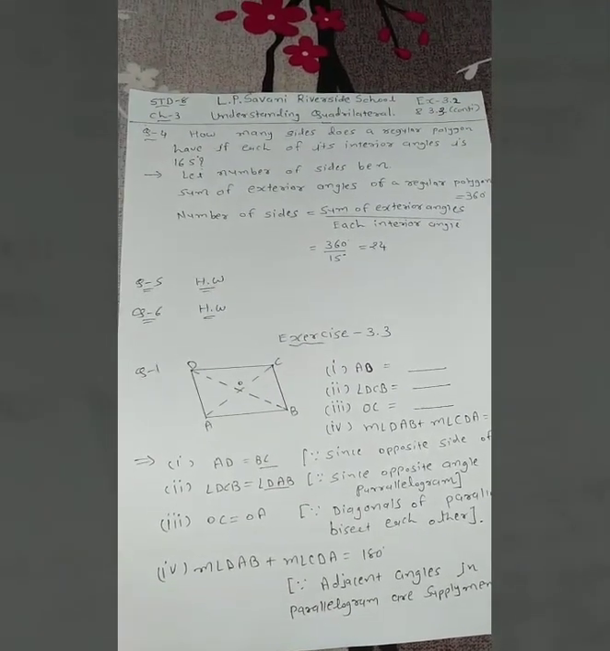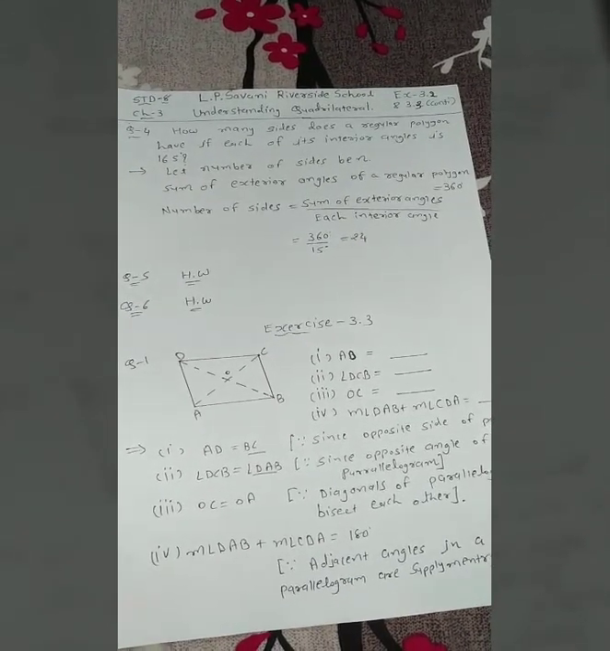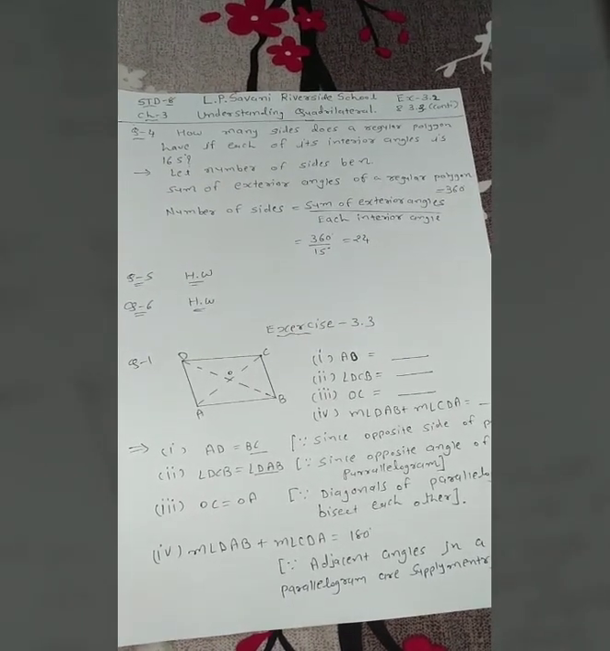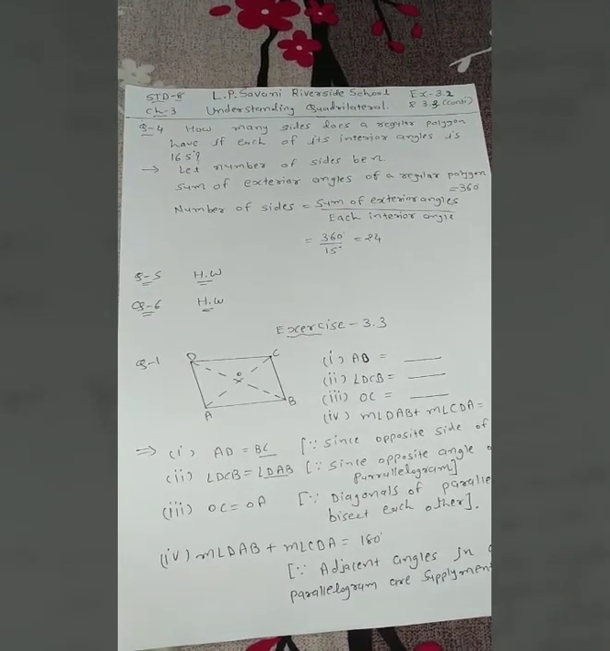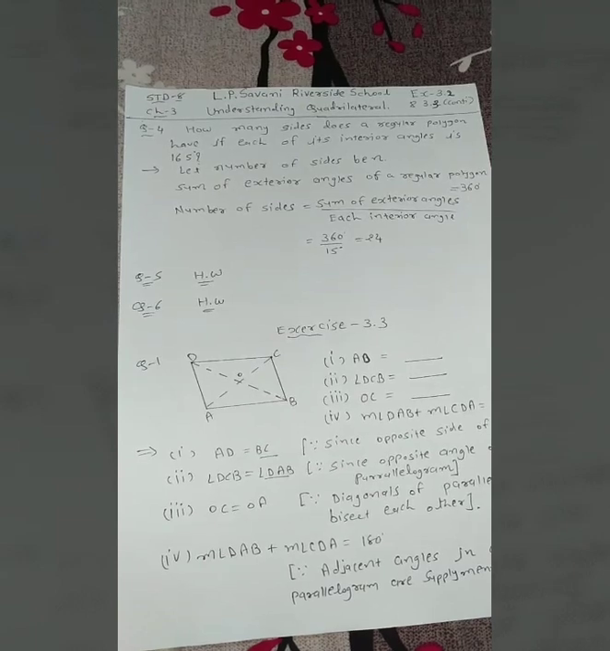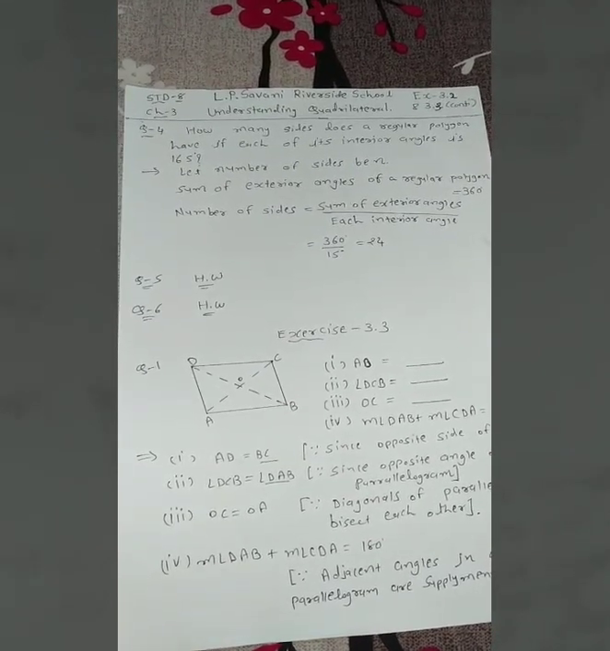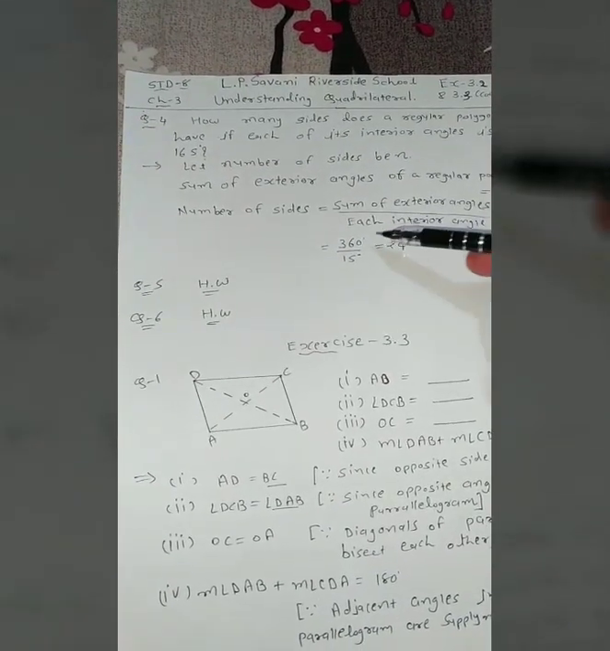So I put the formula for the number of sides. The number of sides is equal to the sum of exterior angles upon each exterior angle. Here we can see that the sum of exterior angles is equal to 360, so I put 360 here, and each exterior angle is equal to 15. So 360 upon 15 is equal to 24.